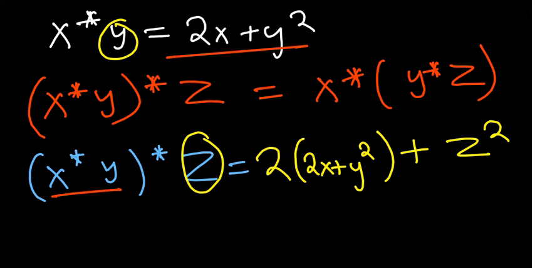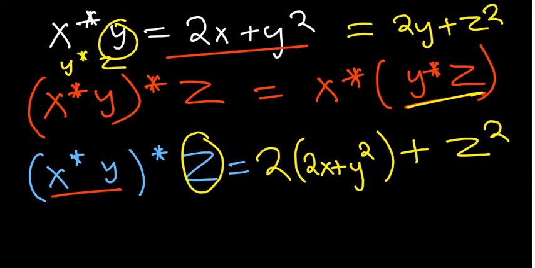Going on to the next step, looking at the other side. The other side is telling us to start with y star z. So if you find y star z, it just tells you where there's x, put y, and where there's y, put z. Because it's saying y star z, that's what we're trying to do there. Y star z. The answer will be 2y plus z squared.